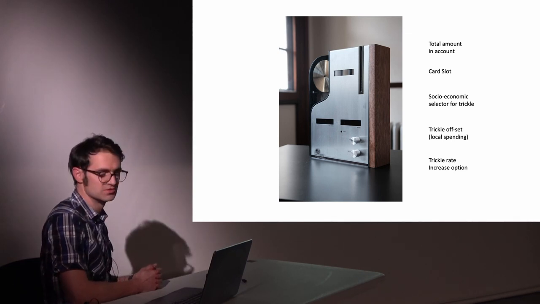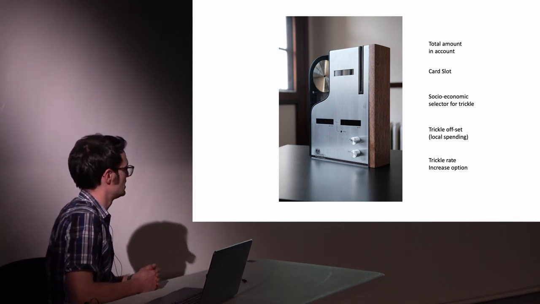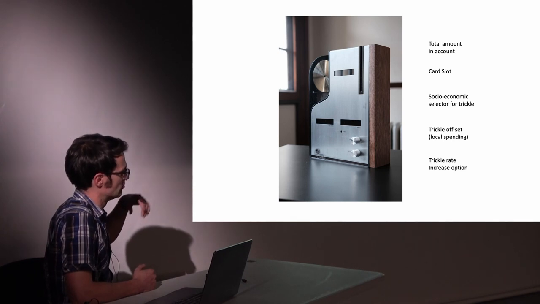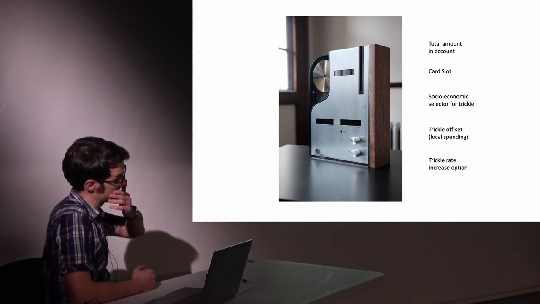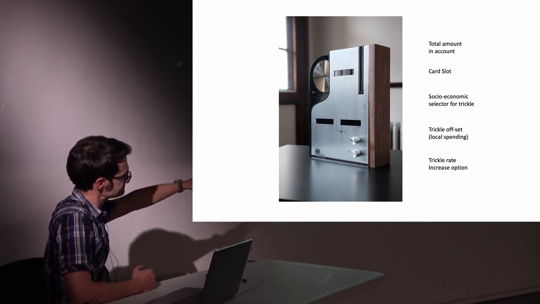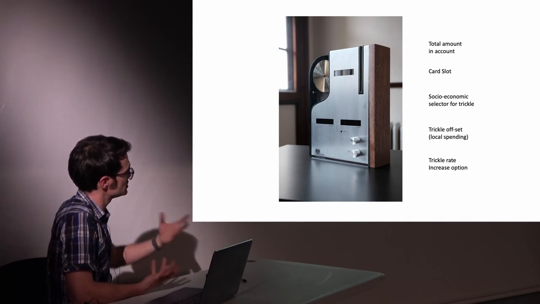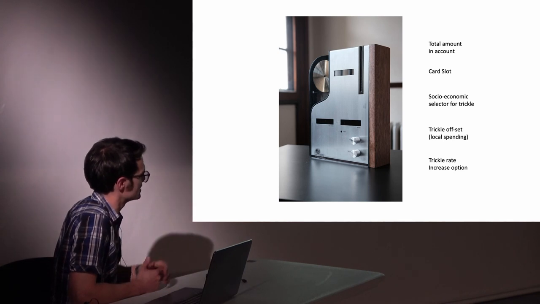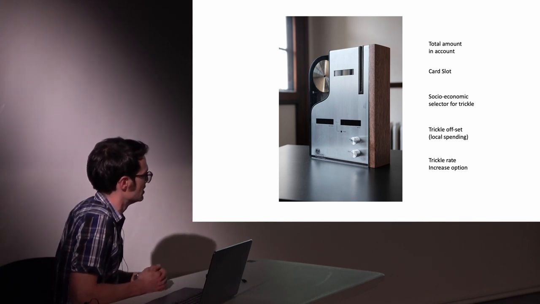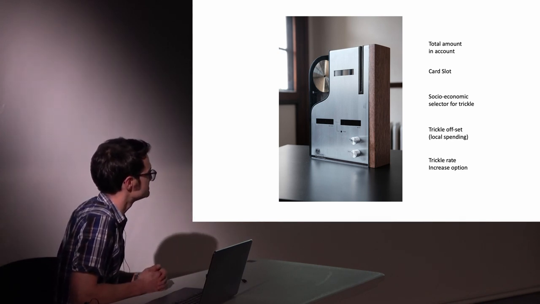So providing that you're spending the money in the vicinity or in the society, there was a buffer which the trickle-down would initially come out of. But if you stop spending, it would come out directly onto the account and go down to another device.